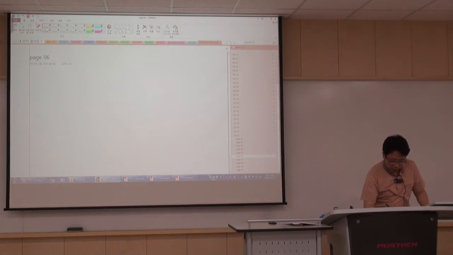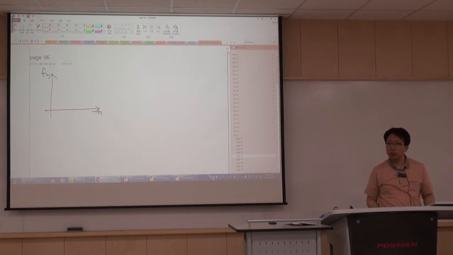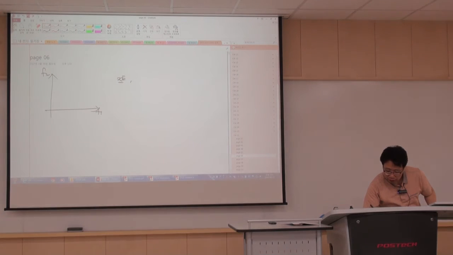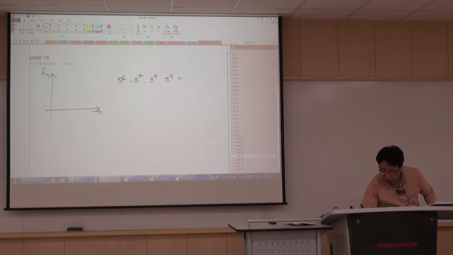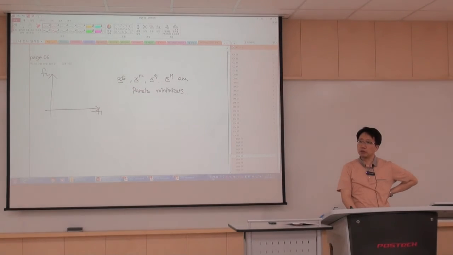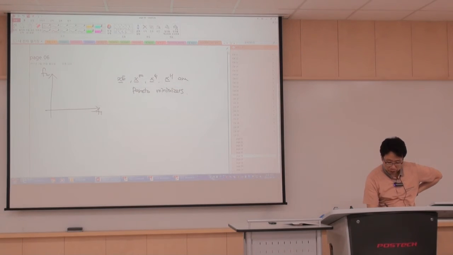So, the idea is like this. Suppose you want to minimize a two-dimensional function, and you find some points, Pareto minimizers. So say that E, F, G, H are Pareto minimizers of your two-dimensional multi-criterion problem, then what must happen? Suppose this is f of xe.